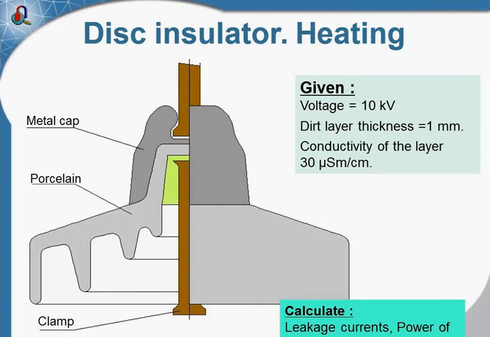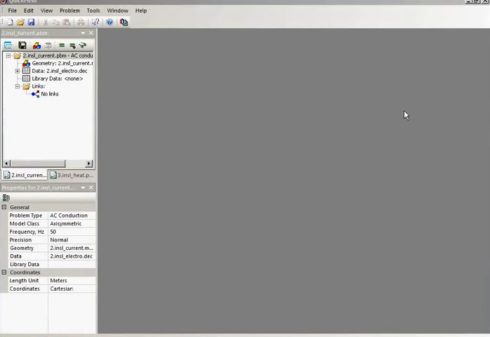Our task is to calculate the temperature. The flowing current will generate some power losses. We will calculate the leakage current and the insulator temperature. To calculate the temperature, I will simulate two problems. In the electric problem, I will calculate the leakage current and the losses. And in the heat transfer problem, I will calculate the temperature.